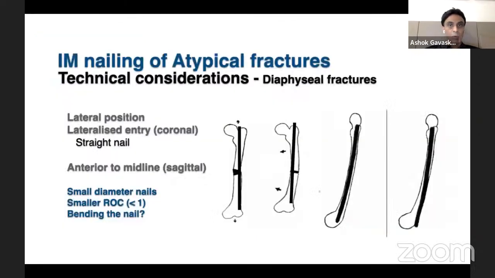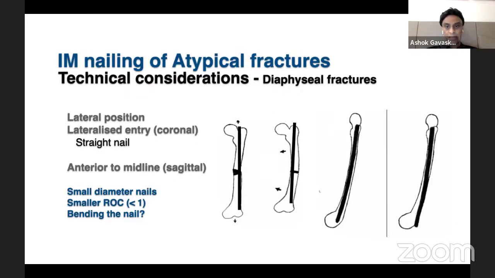So what about diaphyseal fractures? Again, these fractures are best nailed in the lateral position, but the entry we use compared to subtrochanteric fractures is a much more lateral entry in the coronal plane. And we use a straight nail, that is, a piriformis entry nail. And the sagittal plane entry remains the same, slightly anterior to midline.